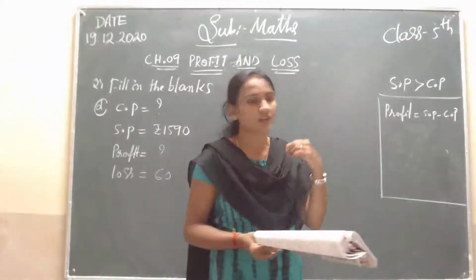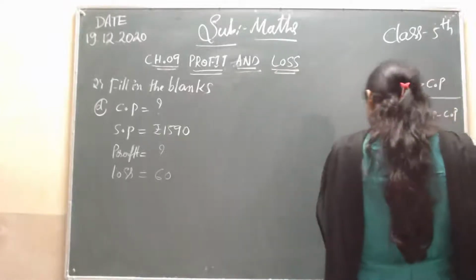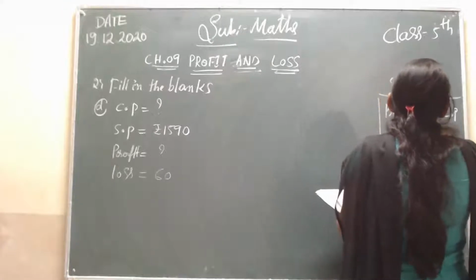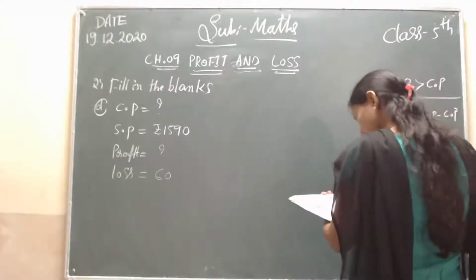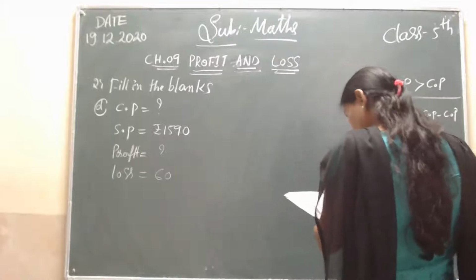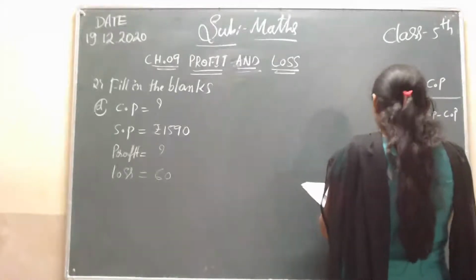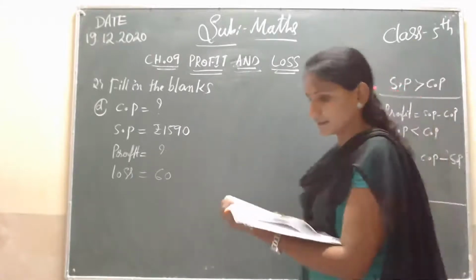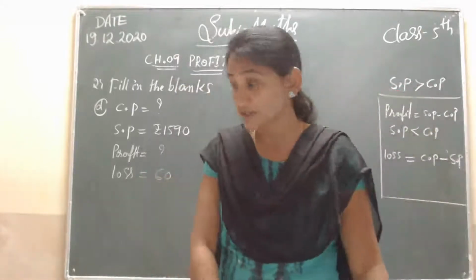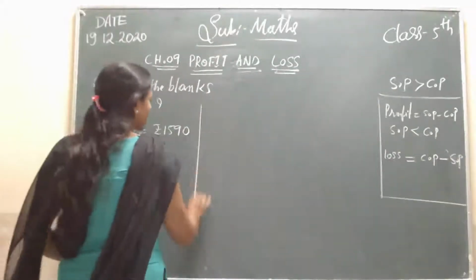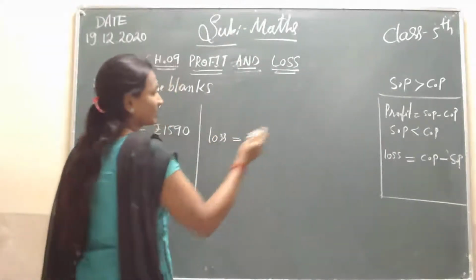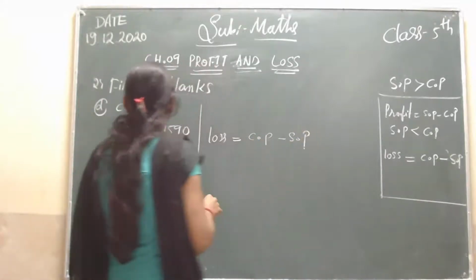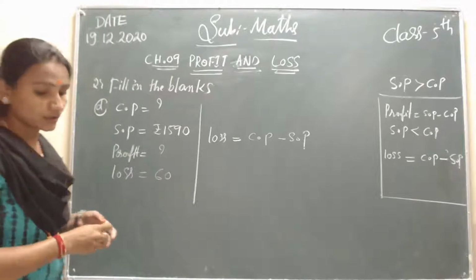Next, if SP is less than CP, that is the loss formula: loss is equal to CP minus SP. Students, you have to write the formulas. What is the formula for loss? Loss is equal to CP minus SP. Yes. Students, can you see?